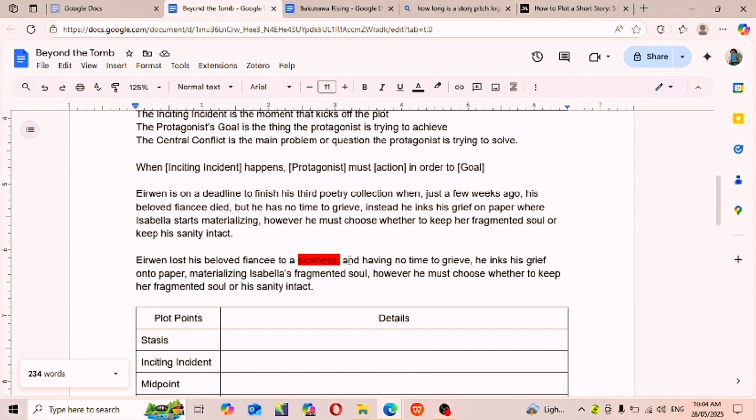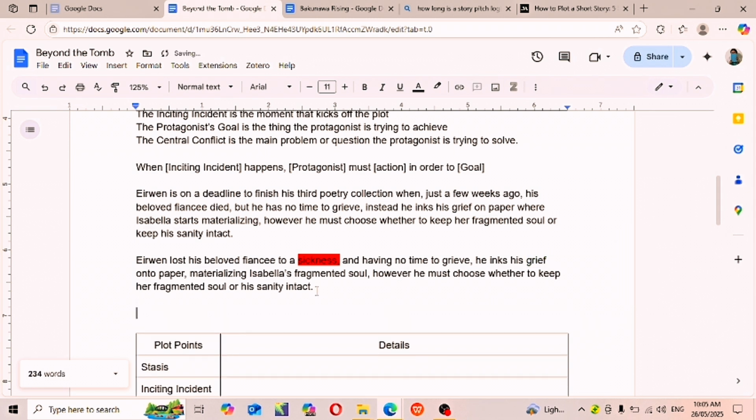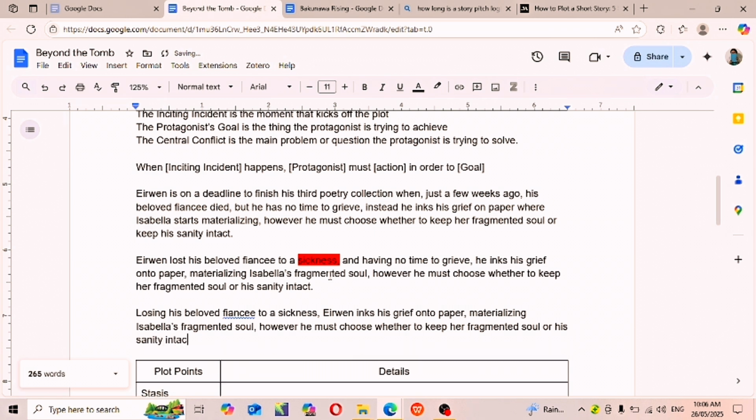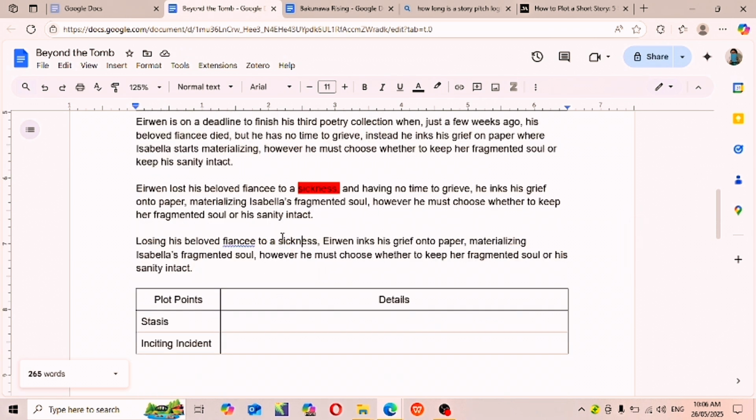I think I'm gonna change this line because the word grief or grieve is repeated. I don't like that. Okay, let's have another one. Losing his beloved fiance to a sickness, Erwin inks his grief onto paper, materializing Isabella's fragmented soul. However, he must choose whether to keep. Okay, so fragmented soul is again repeated, but I think that's fine. I almost said insanity.